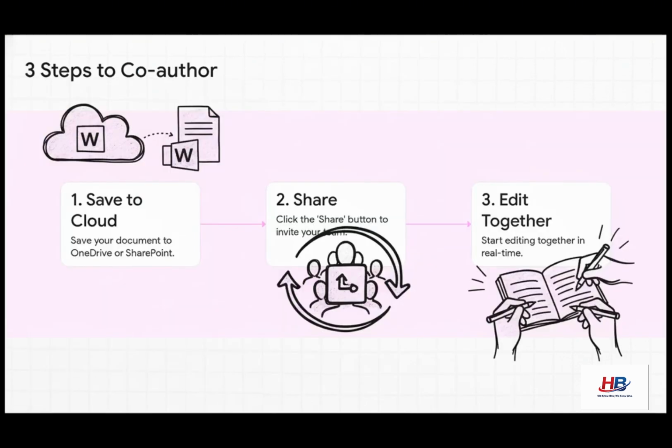And you might be thinking, this sounds complicated. But getting started is surprisingly simple. It's just 3 steps. First, you've got to save your document to a shared cloud space, like OneDrive or SharePoint. That's the key. Second, you just hit that big share button and invite your team. And third, well, that's it. You're co-authoring. You're all in there, editing together in real time.